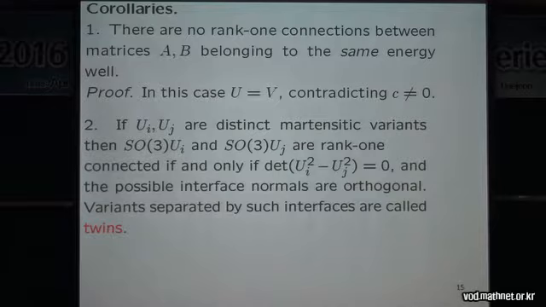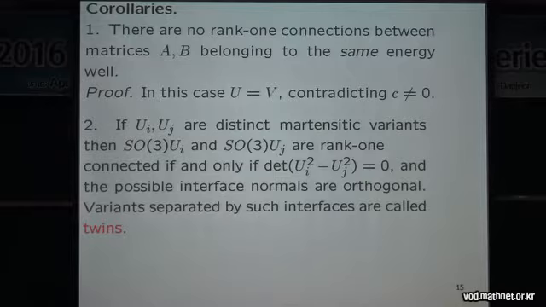So I'm going to look at SO3 U_i and SO3 U_j. And I claim that the theorem tells you that these are rank one connected if and only if the determinant of U_i squared minus U_j squared is zero, and then the possible interface normals are orthogonal. Variants separated by such interfaces are called twins. So that's what we saw in the high-resolution picture. These interfaces are twin interfaces. The variants on either side are twin-related, we say. Okay, so why is this?